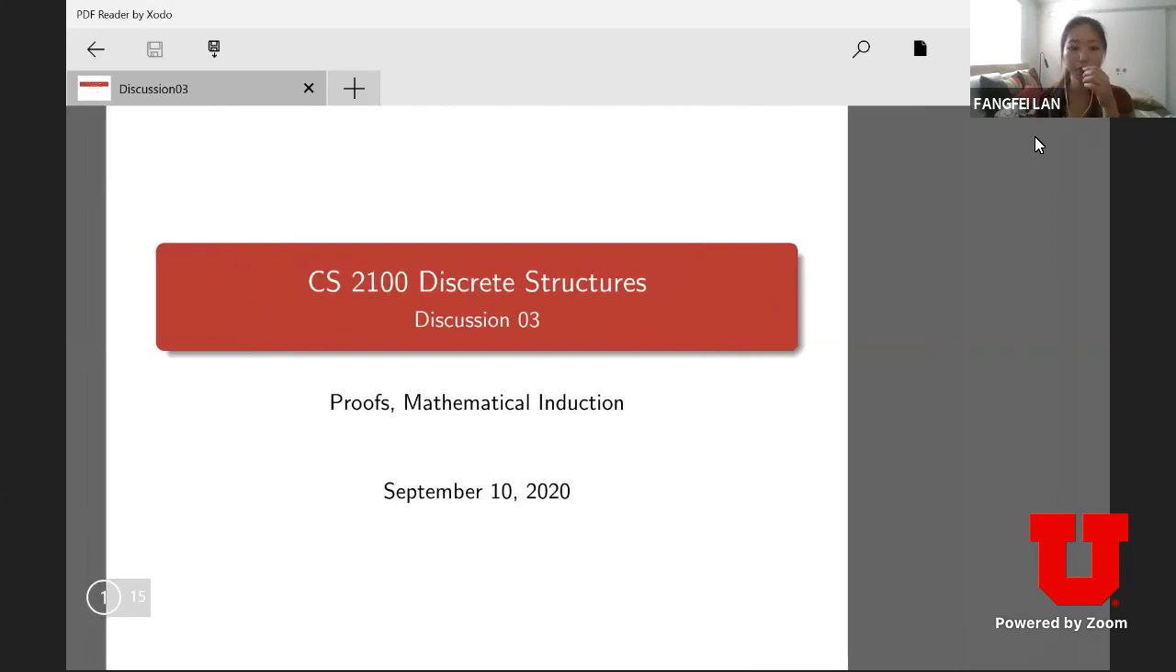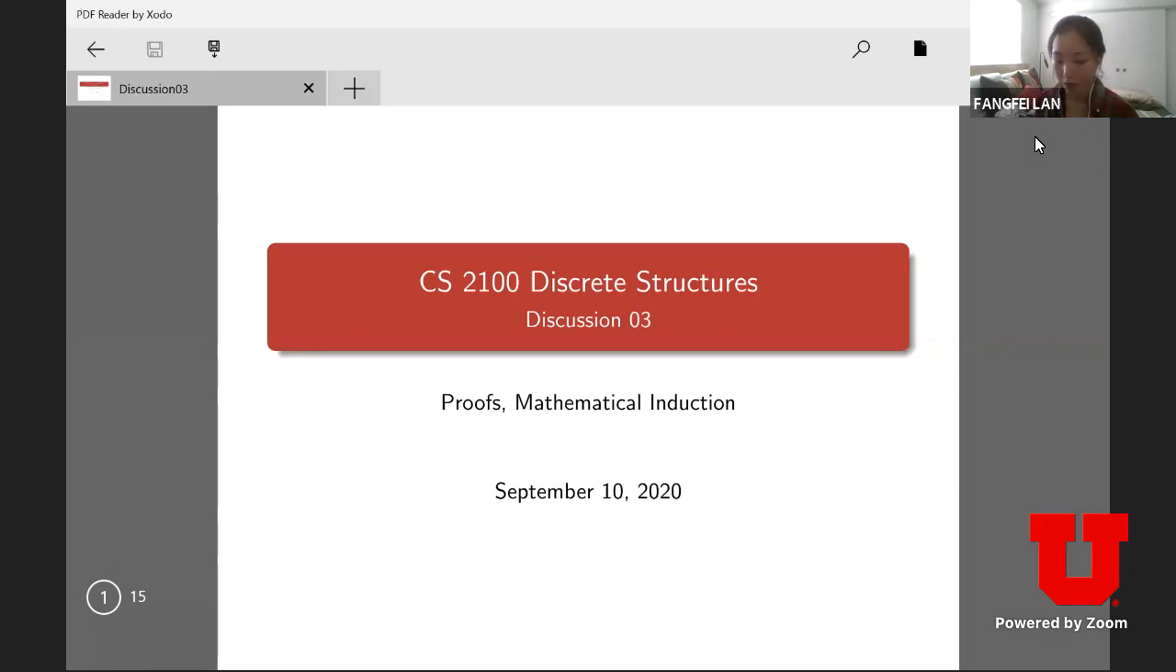Today we're just going to talk about proofs and then some simple ones like direct proofs and then mathematical induction.